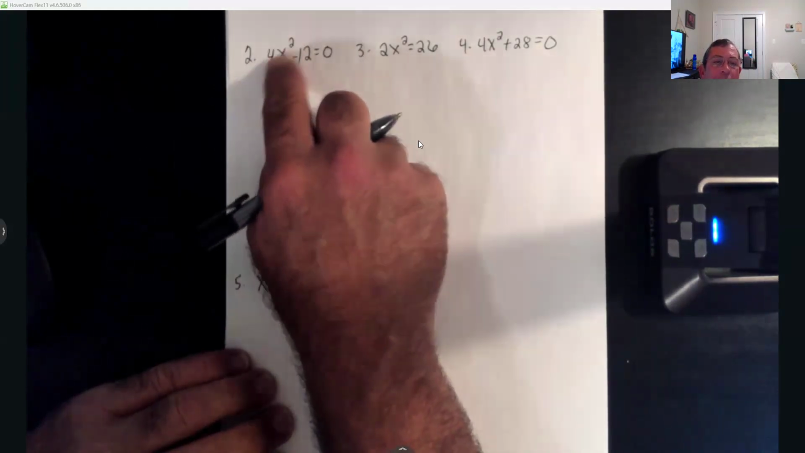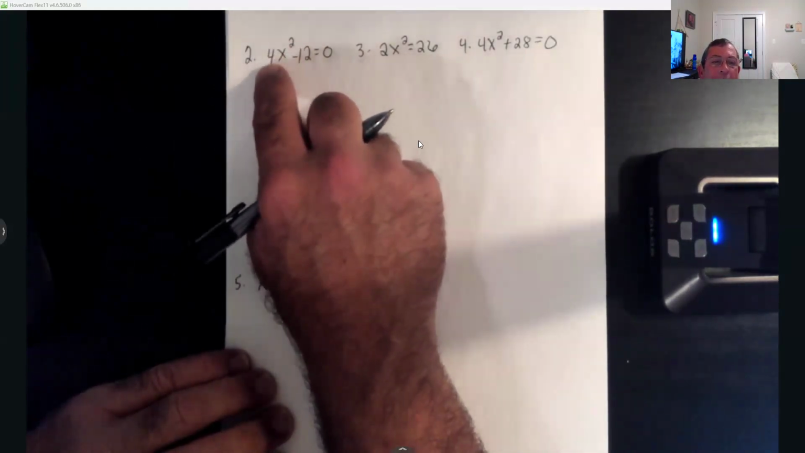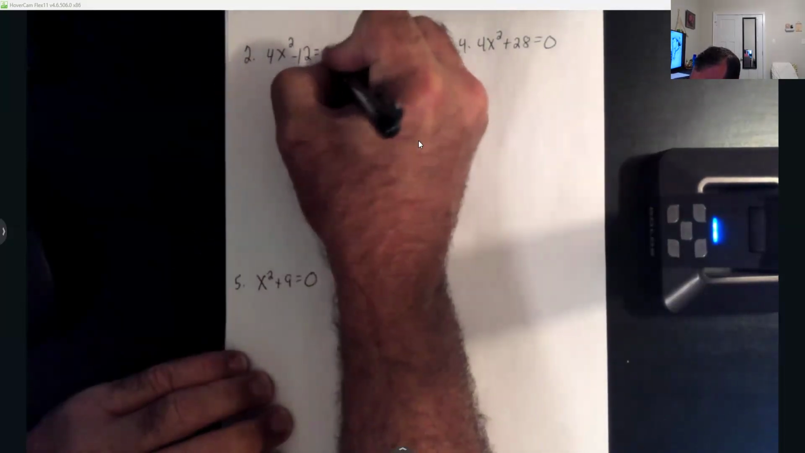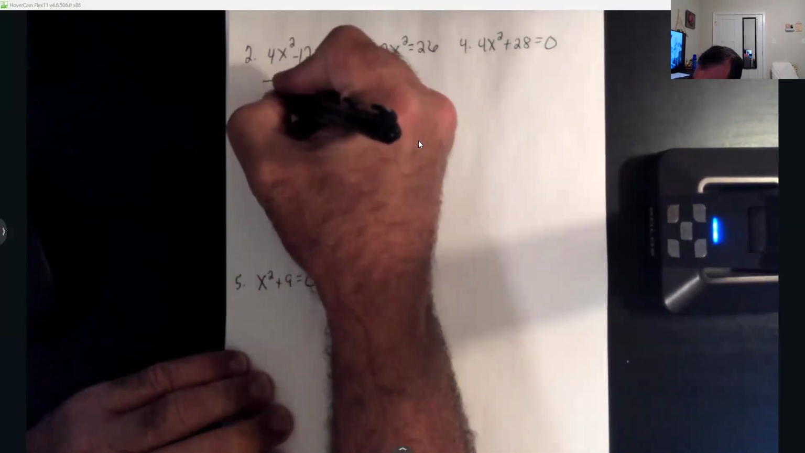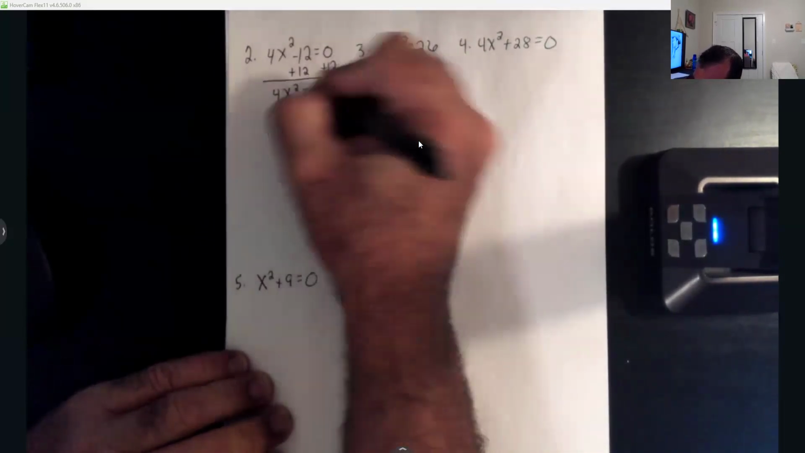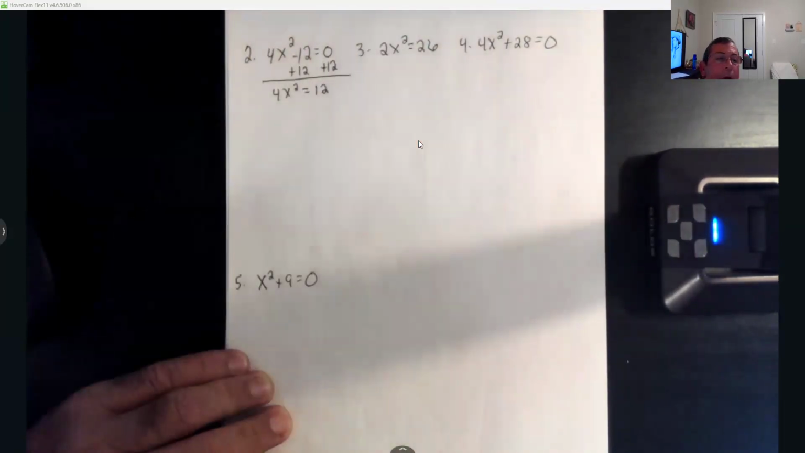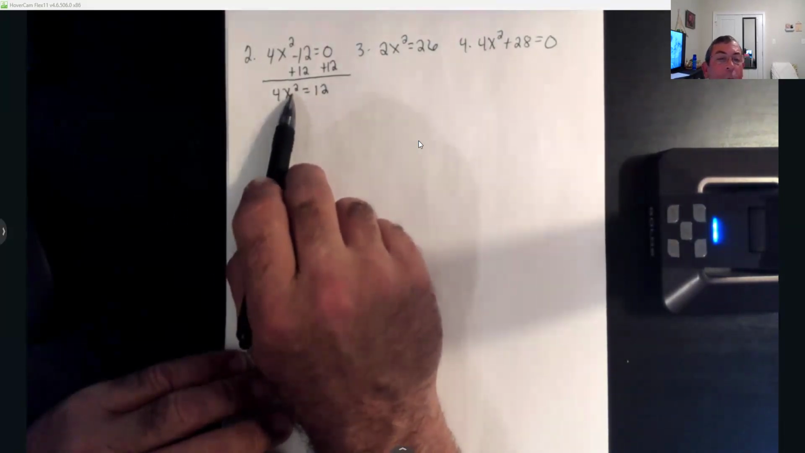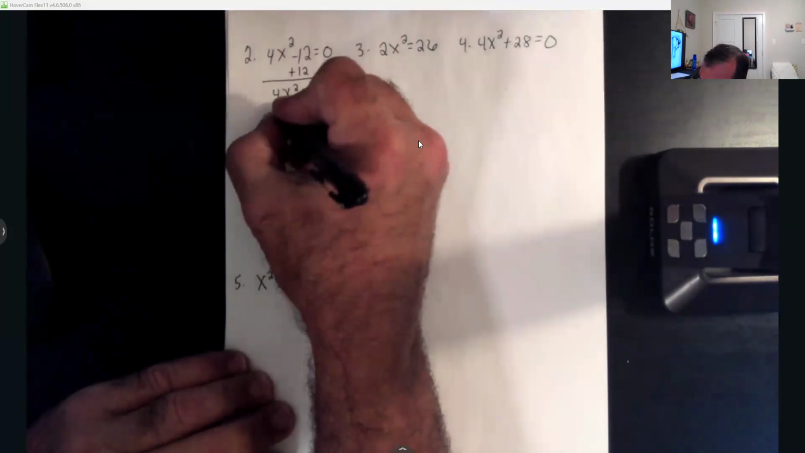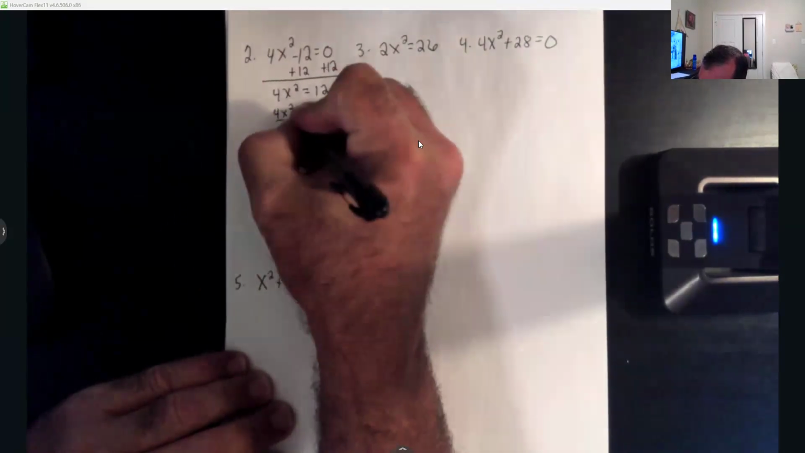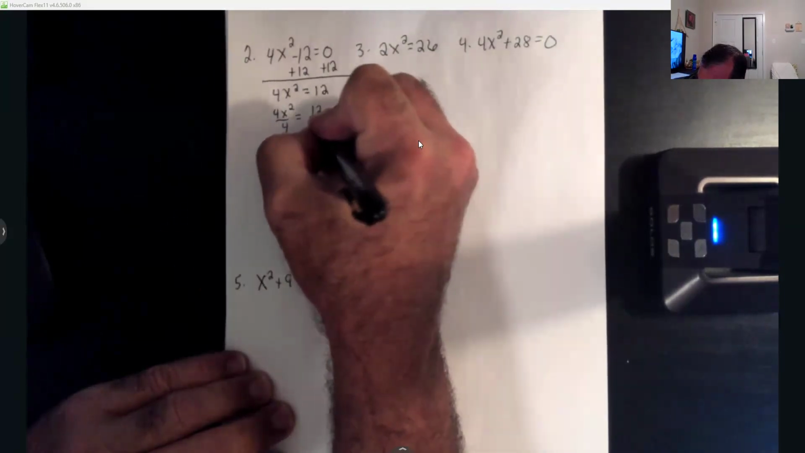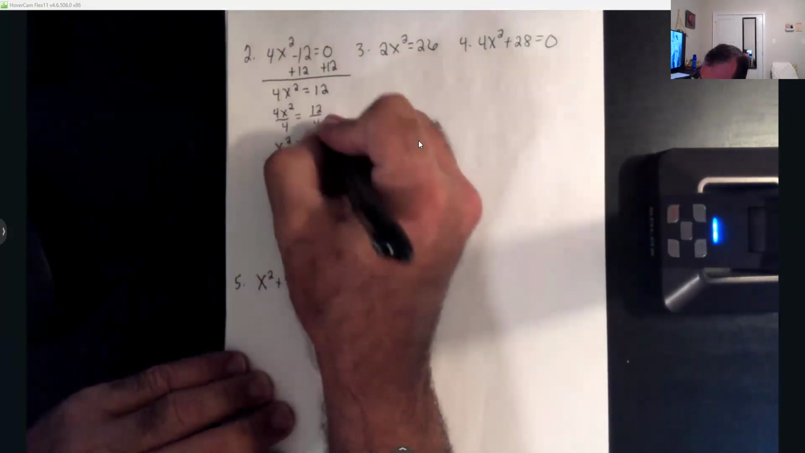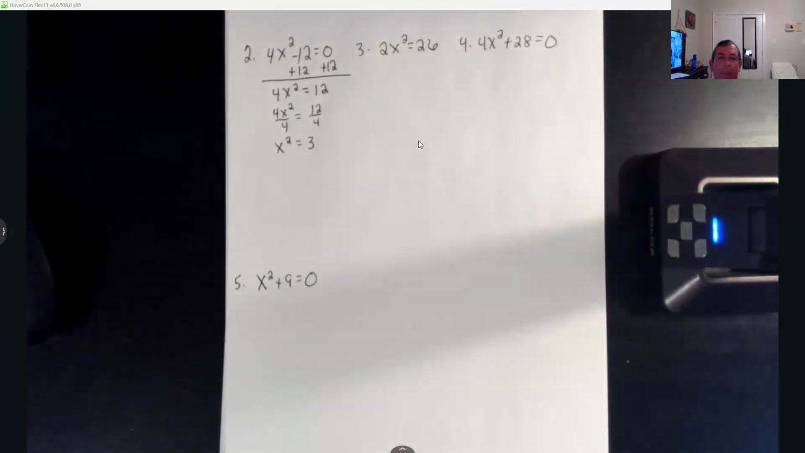So we're going to try to get the x squared term by itself on one side. So I'm going to add 12 to both sides. So notice that's going to give me my 4x squared equals a positive 12. Now, what you want to do now is make that a 1x squared. So you're going to divide both sides by 4. So y'all, that 4 cancels, you get your x squared. And then 12 divided by 4 will give you 3.